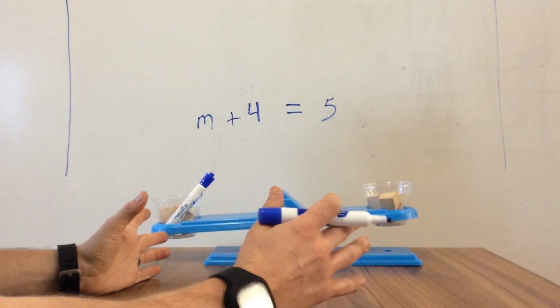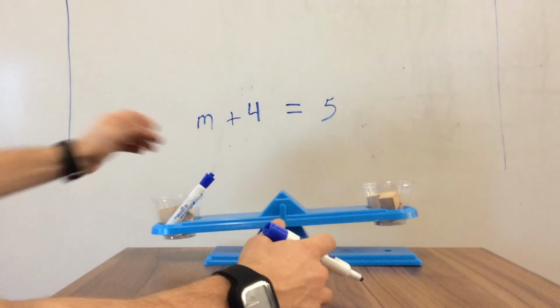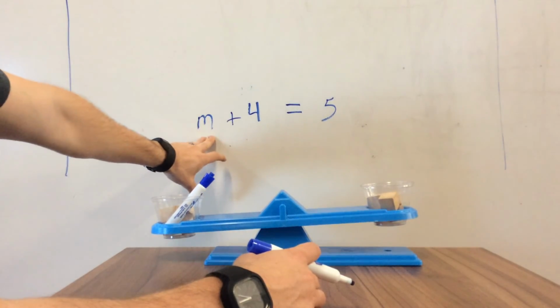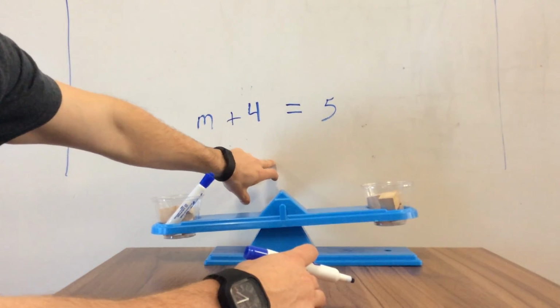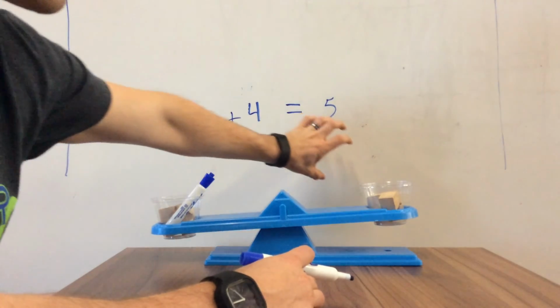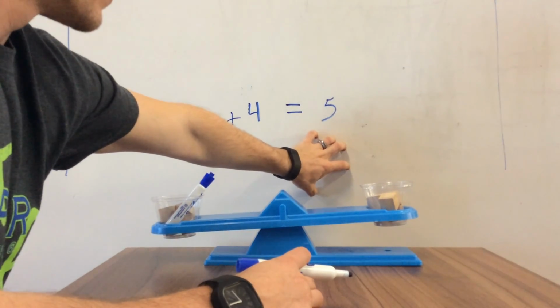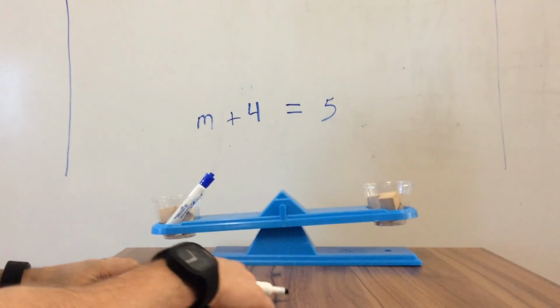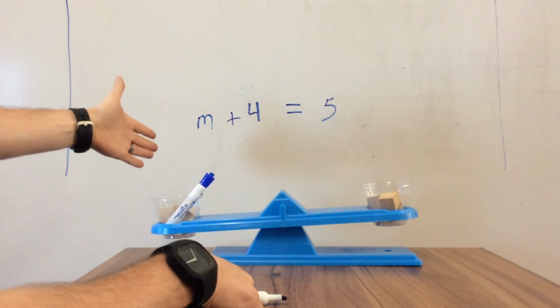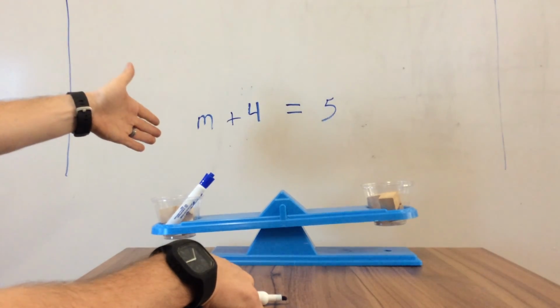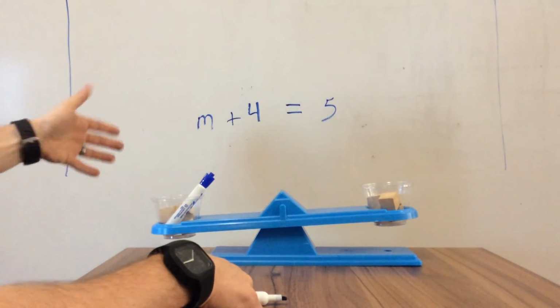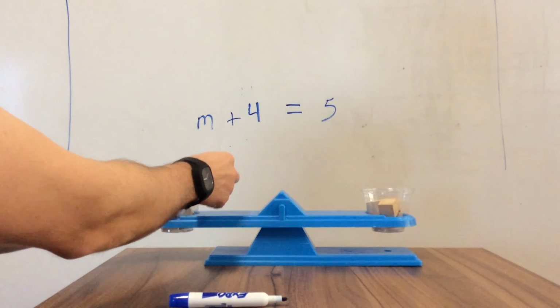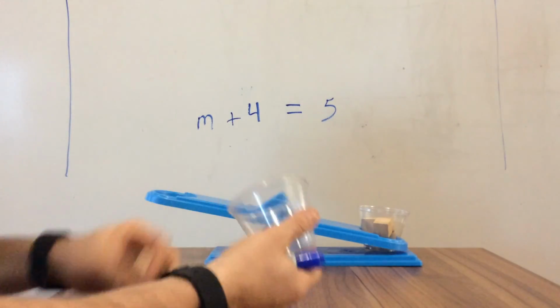Anytime we're working on a variable equation, our goal is to get this variable by itself on one side of the equal sign and get only numbers on the other side. And it has everything to do with fact families, the way we do that. So I said my goal was to get the marker, to get the variable by itself on this side. The way I'm going to do that is I'm going to take out those 4 cubes.